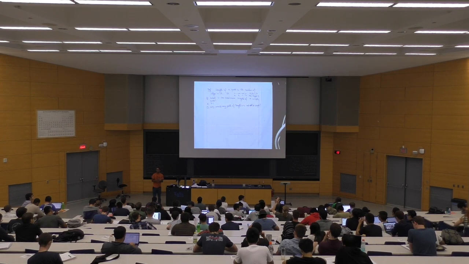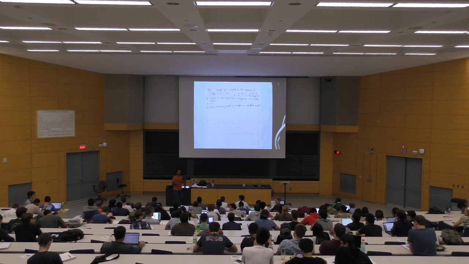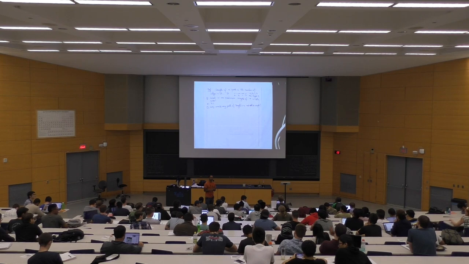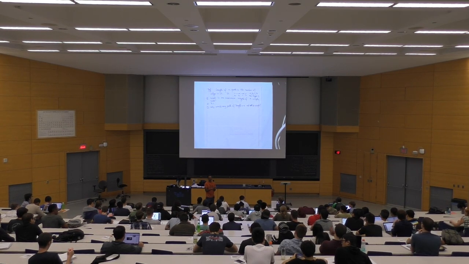Suggestions or arguments for why, if there's a path of length at least n, then it cannot be simple? Josh, sorry. Why not? So you're just saying your argument is cyclic. You can't say that you cannot have a simple path because every simple path can have only n minus 1.